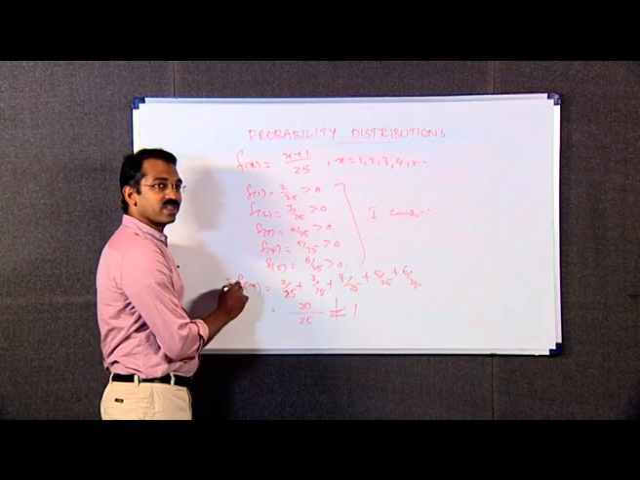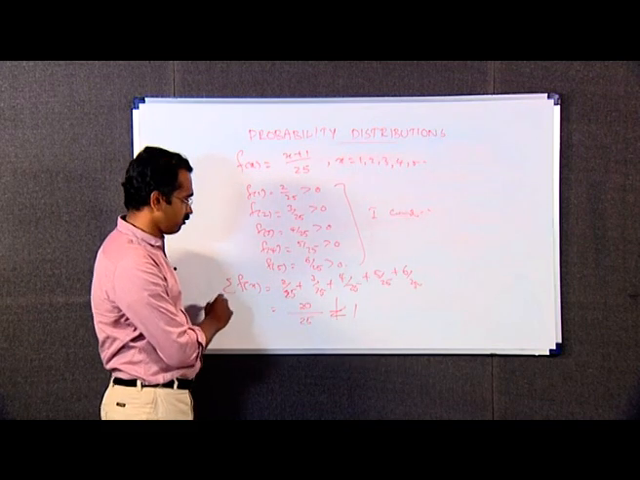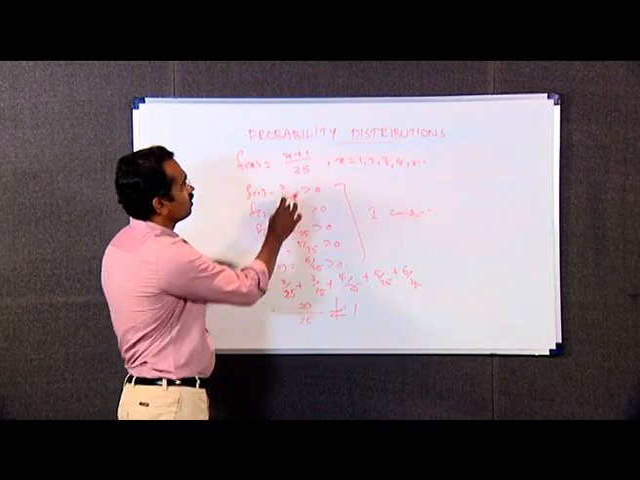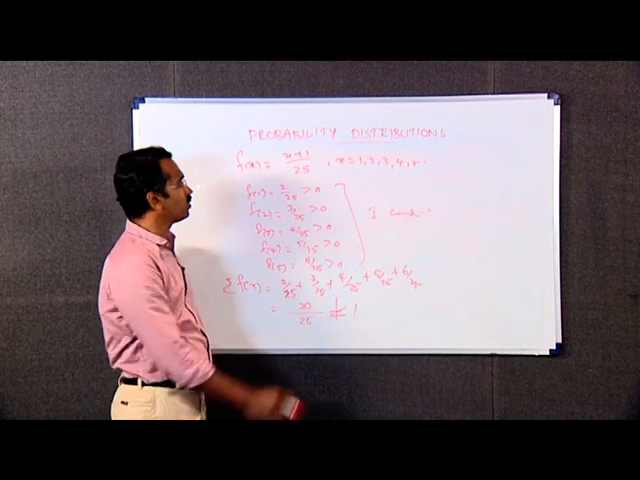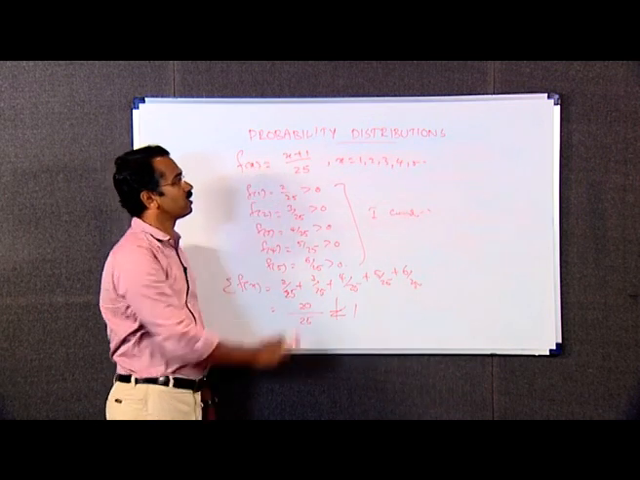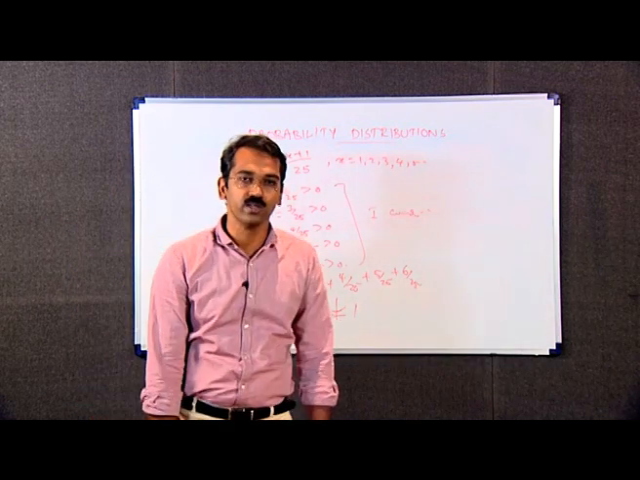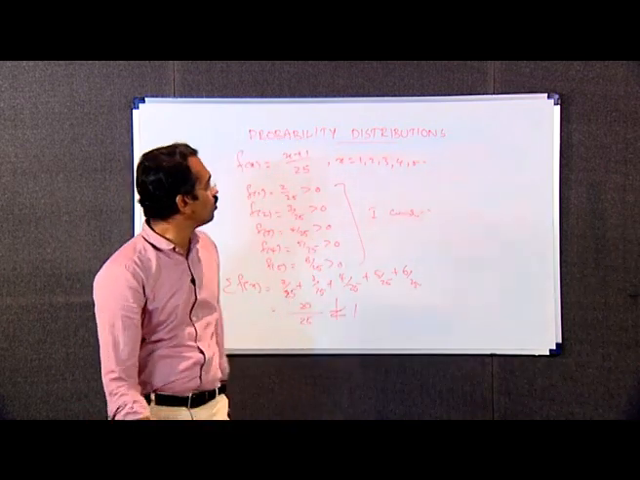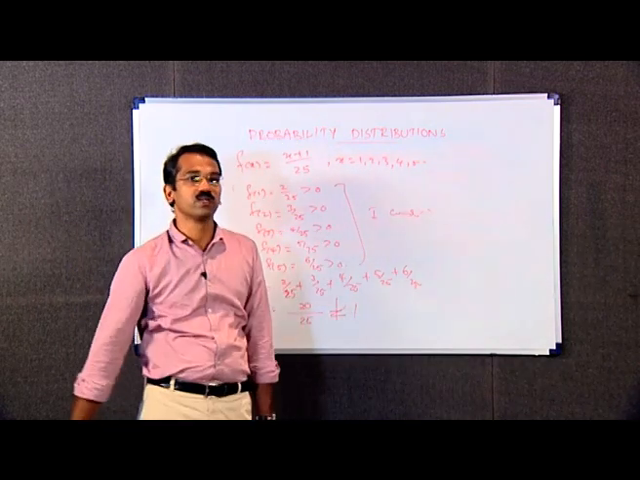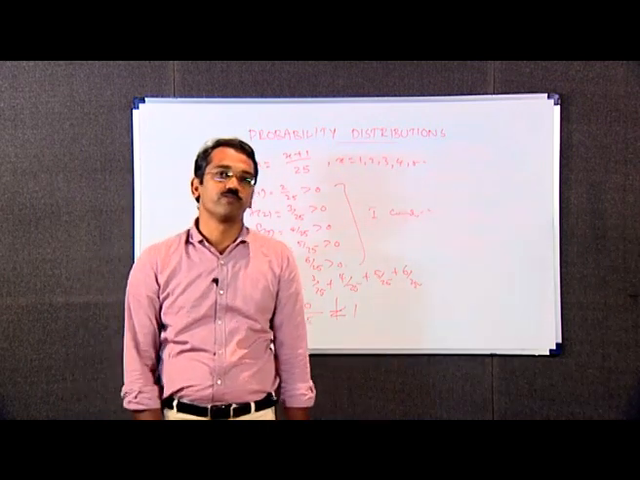Therefore, the second condition for a PMF is not satisfied by this function. Therefore, the given function f of x equal to x plus 1 divided by 25 for x equal to 1, 2, 3, 4 and 5 is not a PMF.